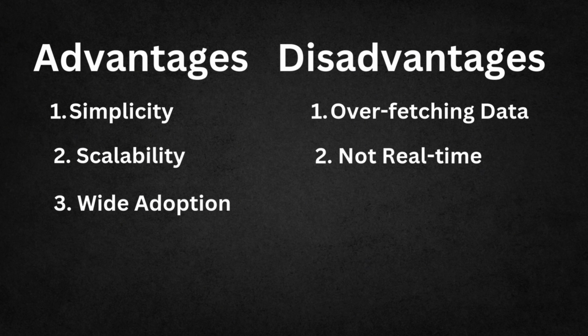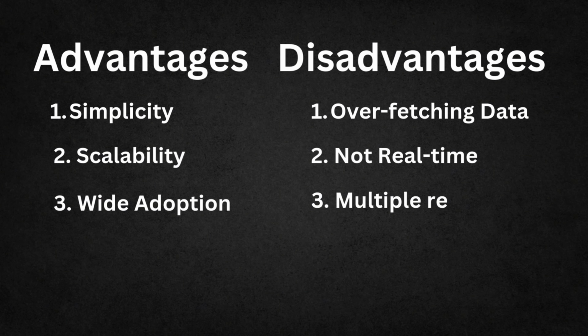REST is not designed for real-time communication. If your app requires frequent updates like live notifications or chats, REST might not be the best choice for you. And lastly, I would say another disadvantage is multiple requests. REST often requires multiple requests to fetch related data. For instance, if you need users and their associated posts, you may need to call two separate endpoints.